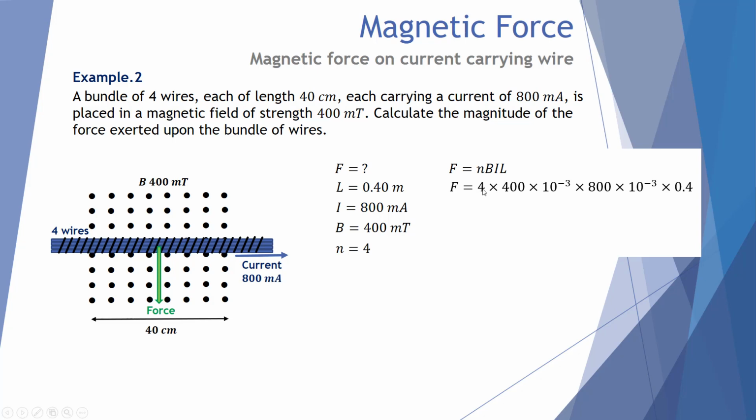N was 4 because it was 4 wires. B, the magnetic field strength, was 400 millitesla, and milli goes in as 10 to the negative 3 because this equation expects our magnetic field strength to be in Tesla.